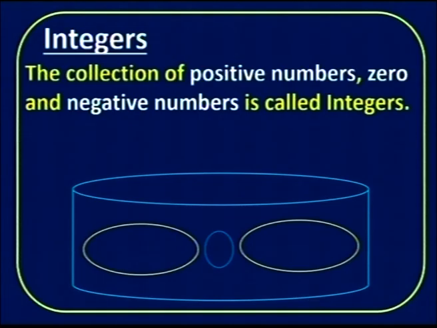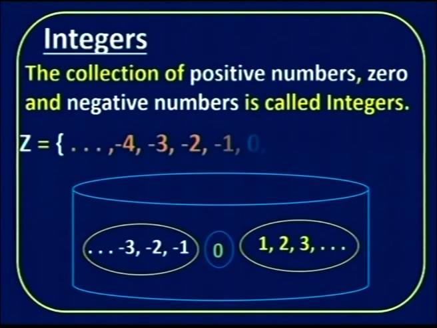Okay children, now you can observe a vessel-like structure. In that I have 3 ovals. In the first one I am taking negative numbers, in the second one I am taking 0 and in the third one I am taking positive numbers. So, it is a combination of negative numbers, 0 and positive numbers. So, what do you have to call them? We have to call them integers. So, now the integer set is represented with which letter? Z, and you can see the numbers here from infinity, minus 4, minus 3, minus 2, minus 1, 0, 1, 2, 3, 4 and so on up to infinity.